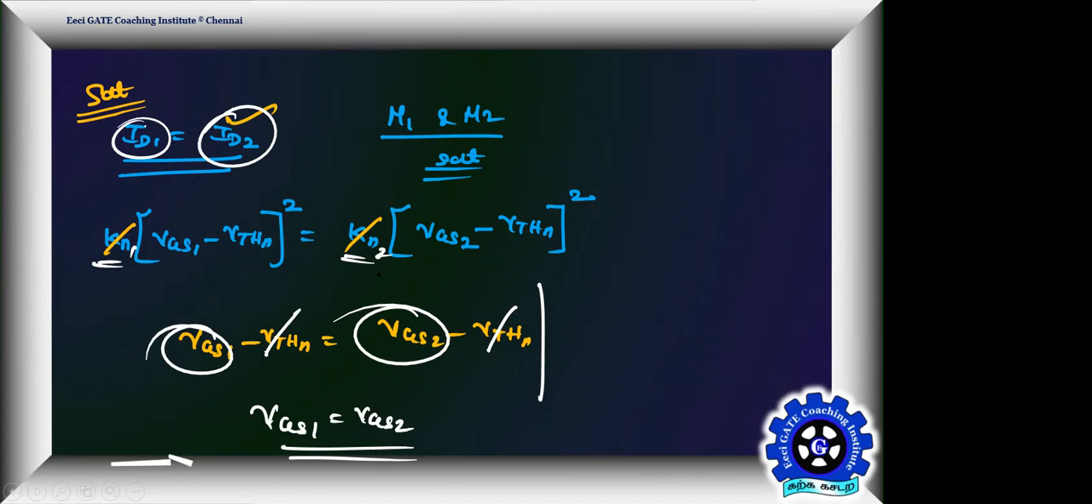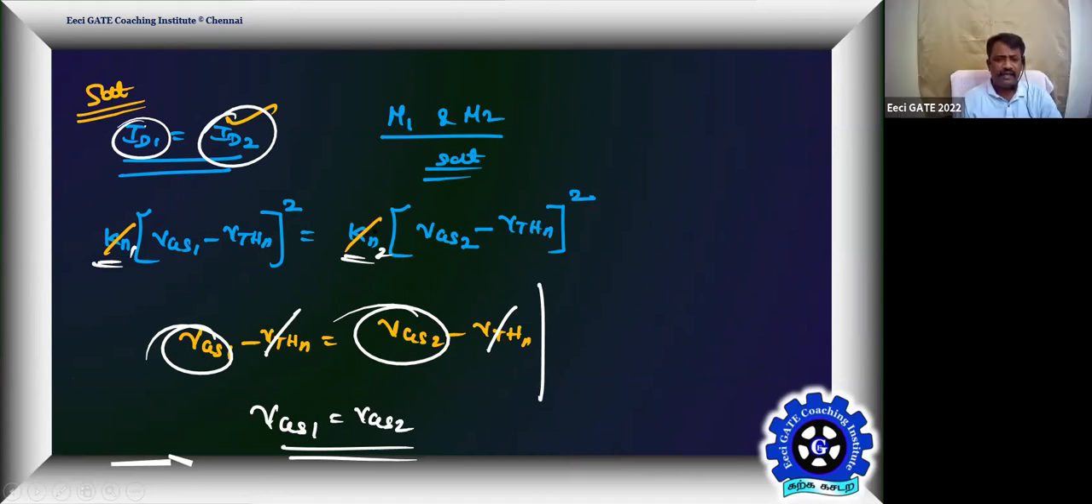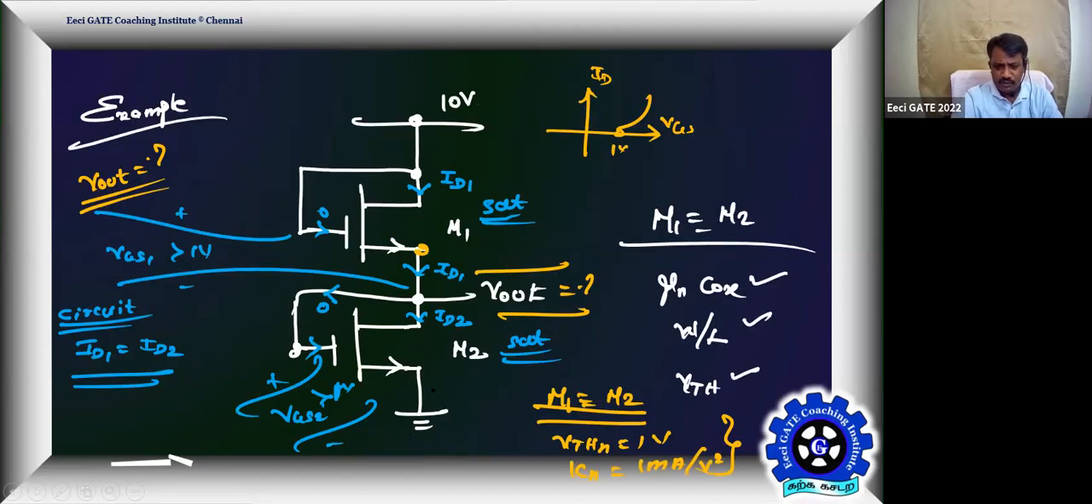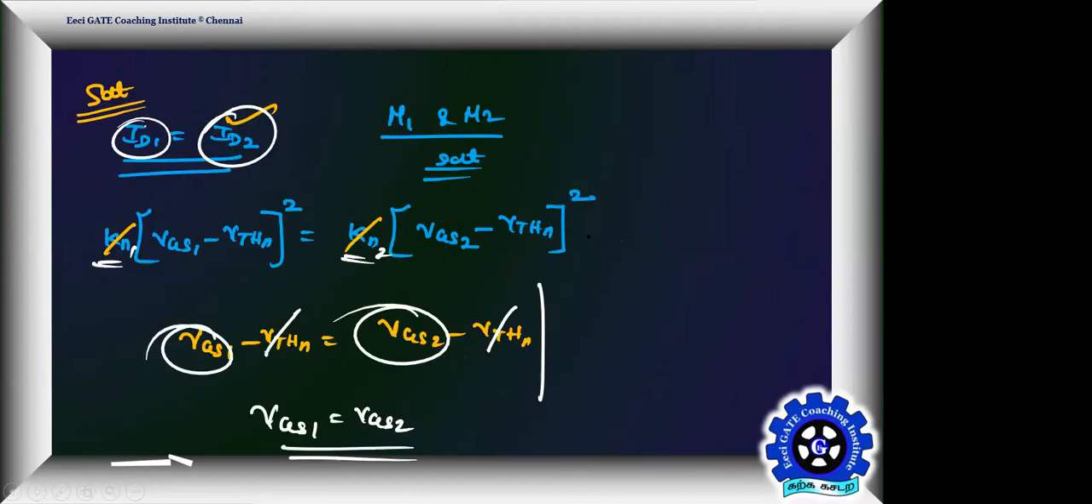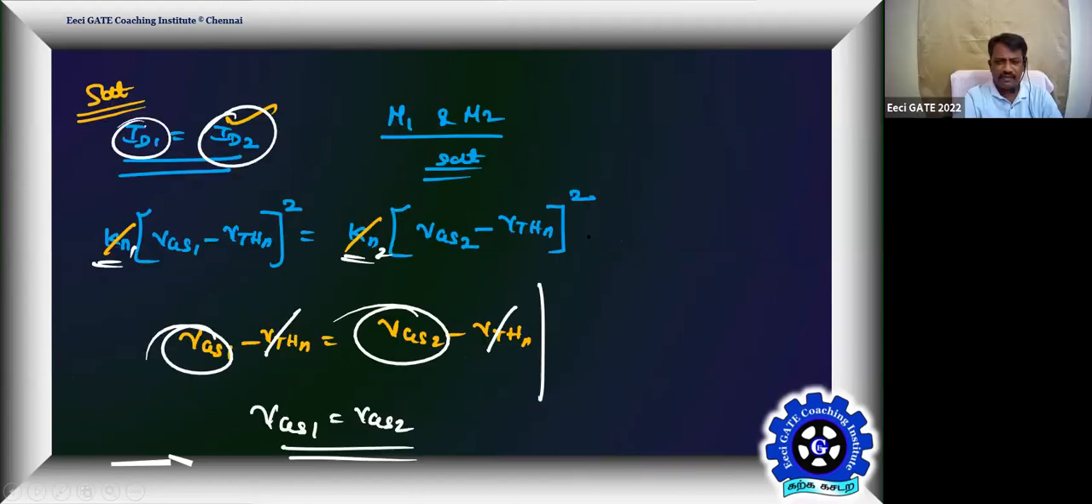Since Kn1 and Kn2 are equal and V threshold of them is also equal, because of identical MOS transistors, VGS1 should be equal to VGS2, then only it's possible to get ID1 equal to ID2. But the problem is not about VGS1 and VGS2. The problem is ultimately for V out. Correct? Okay, we'll see how we can conclude the problem from this.